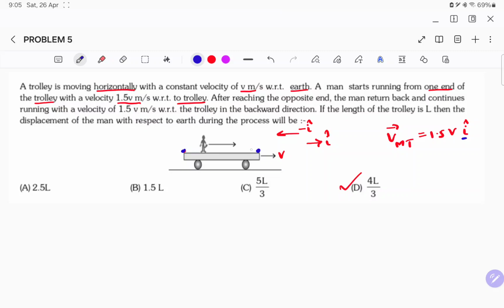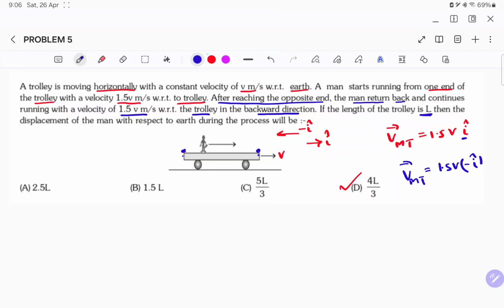Now after reaching the end of the trolley, see, after reaching the opposite end, the man returned back and continues to move with same 1.5 v with respect to the trolley in opposite direction. So again man traveled from here to here with same velocity of 1.5 v but in opposite direction. Now if L is the length of the trolley, what is the displacement of the man with respect to the earth in this process is our question.